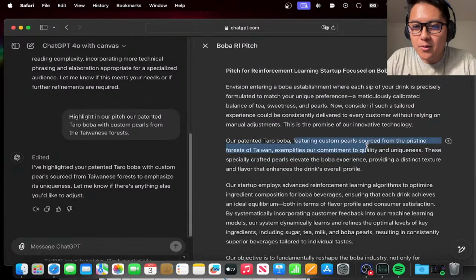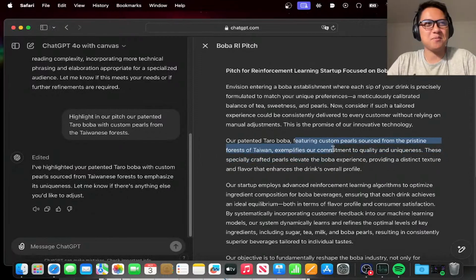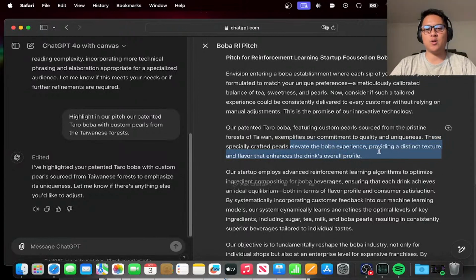Featuring custom pearls sourced from the pristine forests of Taiwan. Does Taiwan even have forests? I don't know. I should ask my roommate. He's from Taiwan. Exemplifies our commitment to quality and uniqueness. These specially crafted pearls elevate the boba experience, providing a distinct texture and flavor that enhances the drink's overall profile.